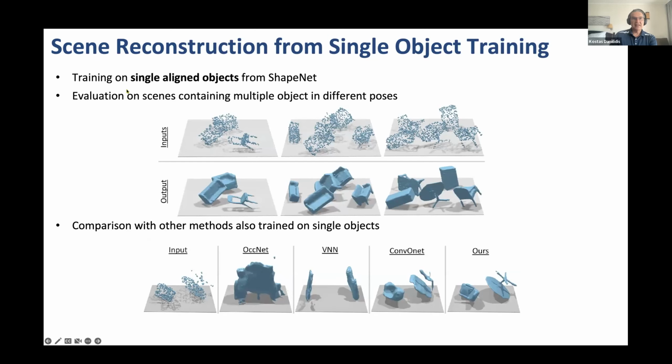So when we present a scene from sparse points, we reconstruct each object from several objects in several orientations. We reconstruct each object as if it were just by itself. While if we apply the occupancy network or the vector neural network or the convolutional occupancy network, then we really see the same leaking of the surface that we would also see in the semantic segmentations.